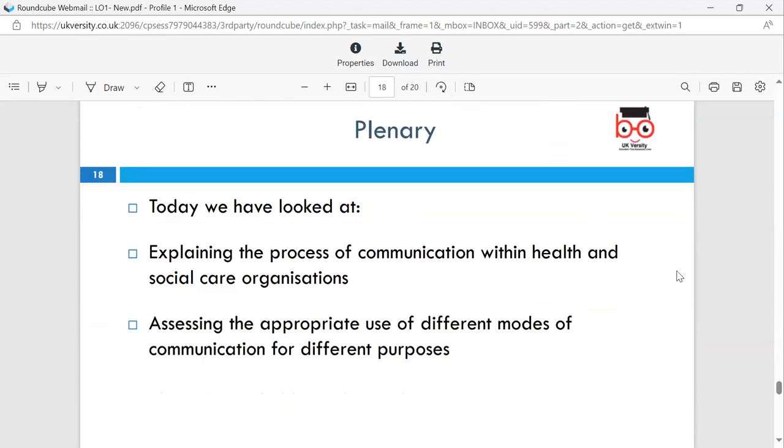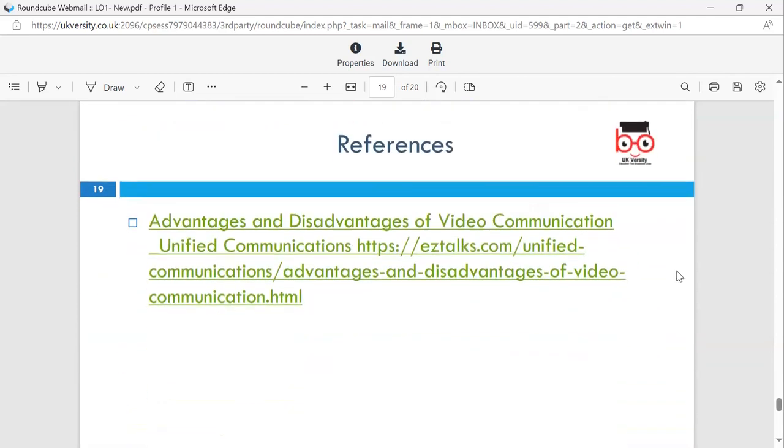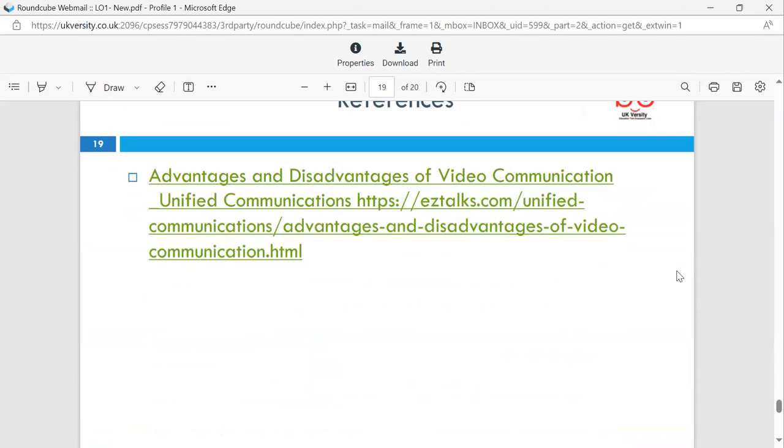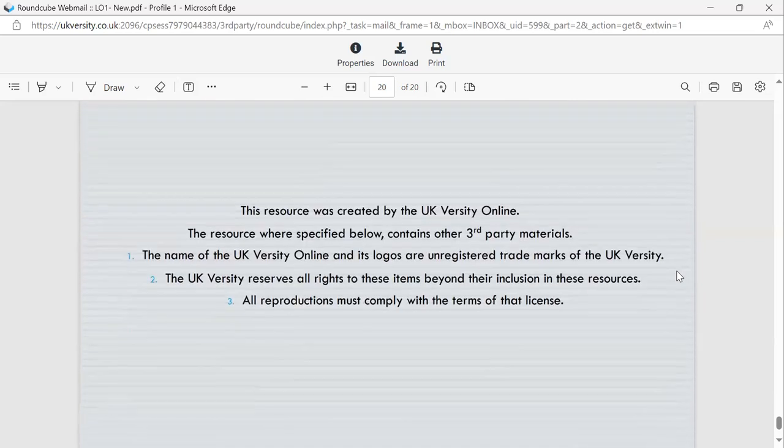So today we've looked at explaining the process of communication within the health and social care organisation, and we looked at assessing the appropriate use of different modes of communication for different purposes. We looked at letters, bulletins, face-to-face meetings and non-verbal communication. They were the different modes we looked at today. These are some of the references that we've used that you could go on to and have a look at. We also looked at the disadvantages and advantages of video communication, and we've finished today's session.